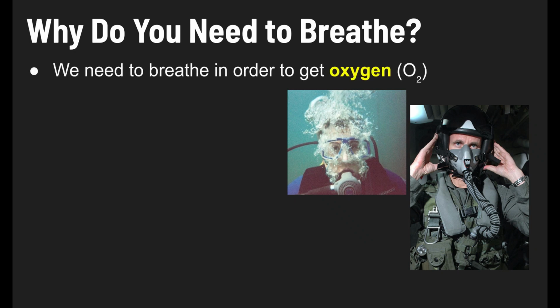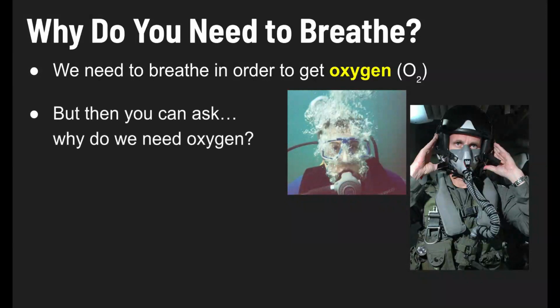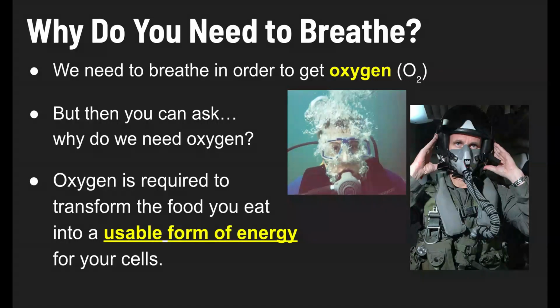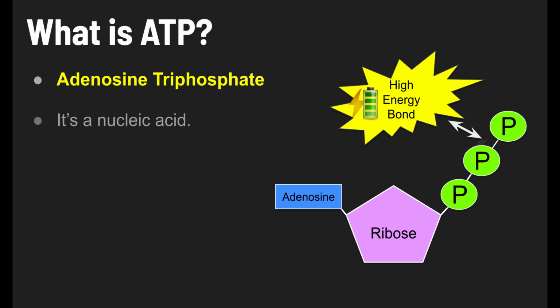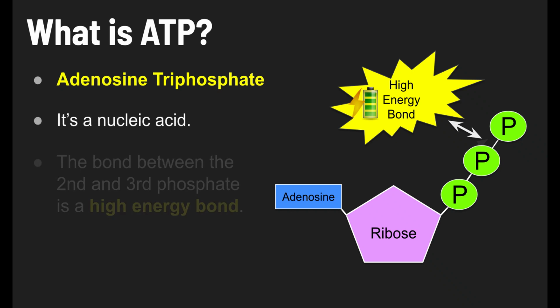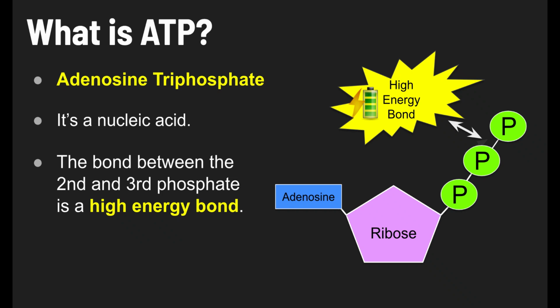We need to breathe in order to get oxygen, but you can always ask a follow-up question, why do we need oxygen? Well, oxygen is required to transform the food you eat into a usable form of energy for your cells. And that usable form of energy is called ATP. So, what is ATP? ATP stands for adenosine triphosphate. It is a nucleic acid, and notice that there are three phosphates. You see the three P's in green there.